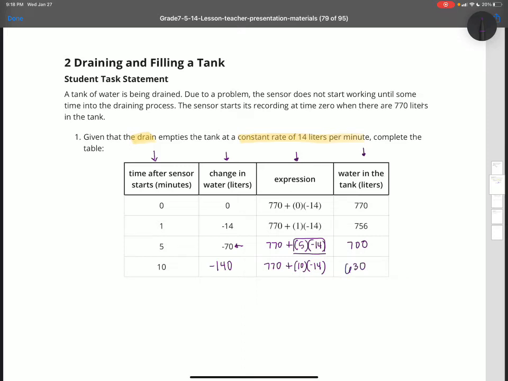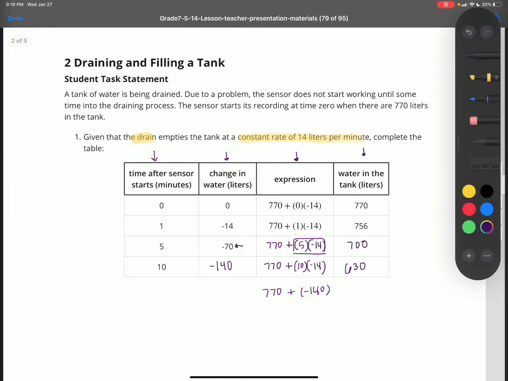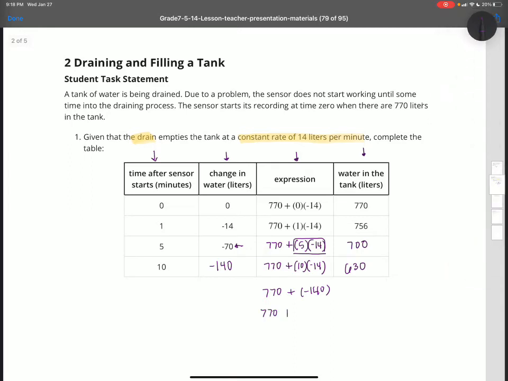So let me write that out for you guys. What I did was 770, and adding a negative number is the same as subtracting a positive. So 770, and let me write that better because neat work makes the best work, plus our minus 100. I just separated it. Our minus 140 will give me 630.